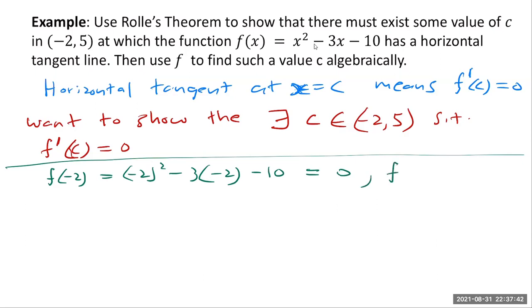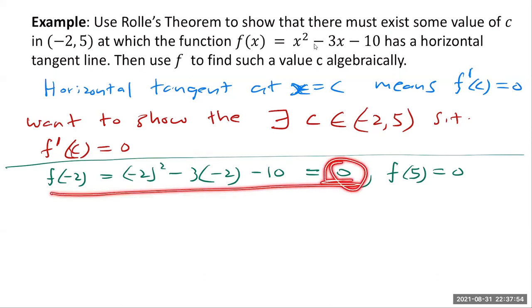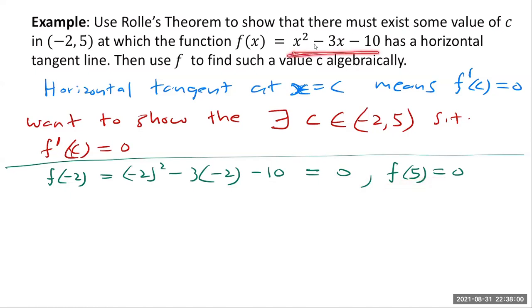Similarly, you can justify that f of 5 is equal to 0. So it looks like part of the hypothesis of Rolle's theorem is satisfied. f of -2 is equal to 0. f of 5 is also equal to 0. And notice that I told you that polynomials are continuous and differentiable everywhere.